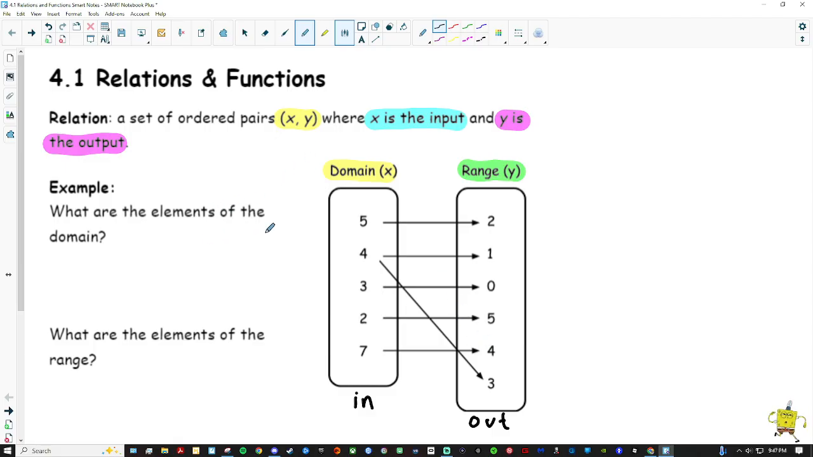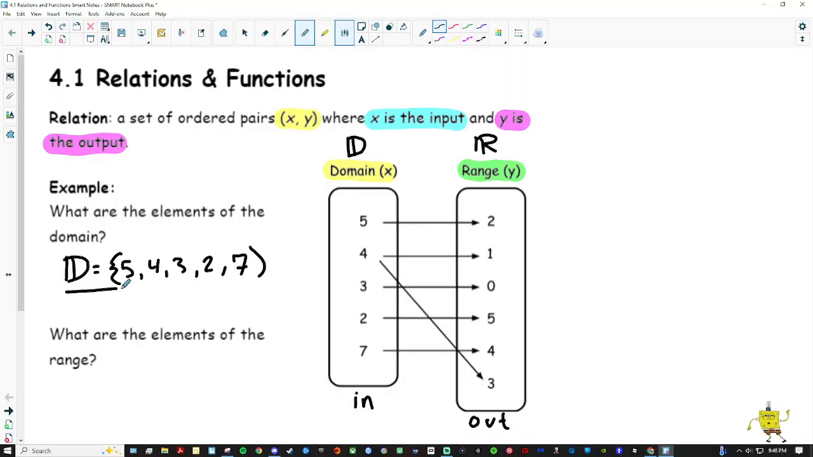Now, the first thing we need to know is the difference between the domain and the range. The domain, if you don't want to write the whole word, we can use this symbol, capital D or capital R. Domain and range. What are all the elements of the domain? We can write the domain is all of the numbers in the domain. We have a 5, a 4, a 3, a 2, and a 7. This is the domain. It's all those numbers inside of the domain, the x's.